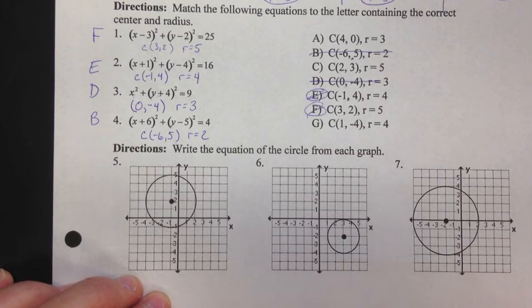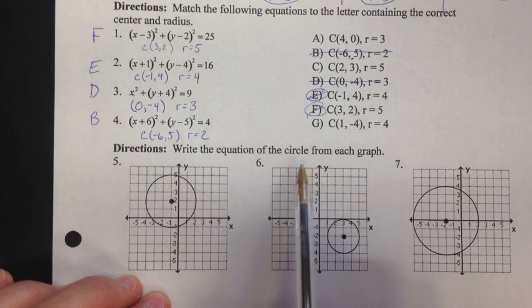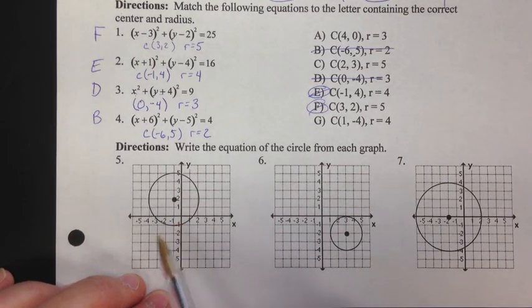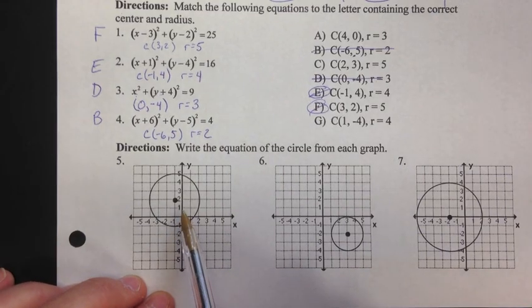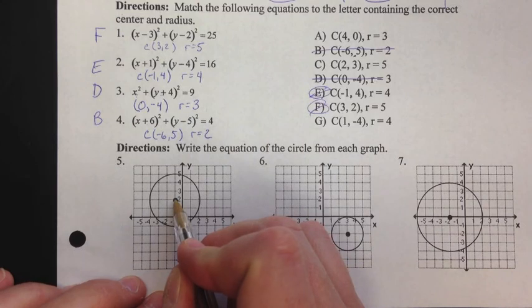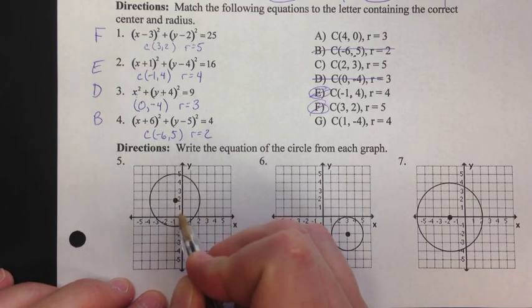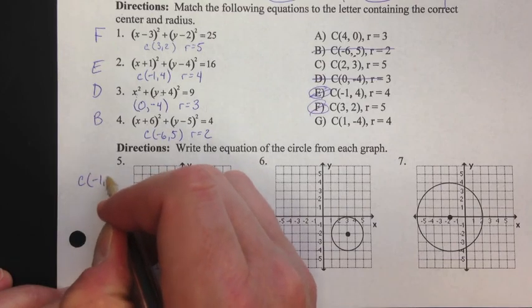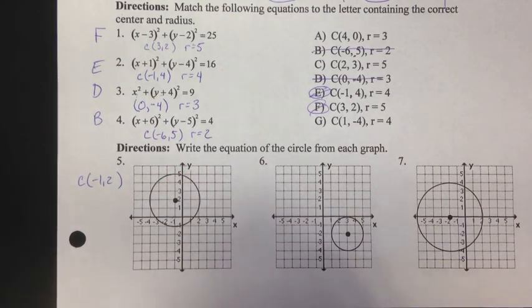Now what happens here in 5, 6, and 7 is they say write the equation of the circle from the graph. So now they're going to give you the picture and they're going to ask for the information to write the equation. Well, you need to know 2 things. You need to know the center, you need to know the radius. Well, the center for number 5, we got that. That's negative 1, comma 2. So on the side here, I'm going to write negative 1, comma 2.